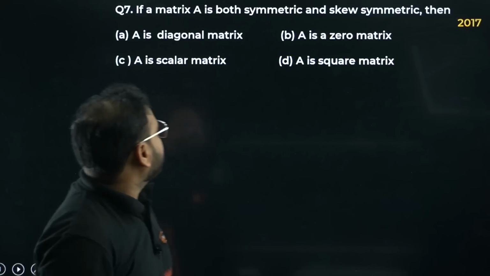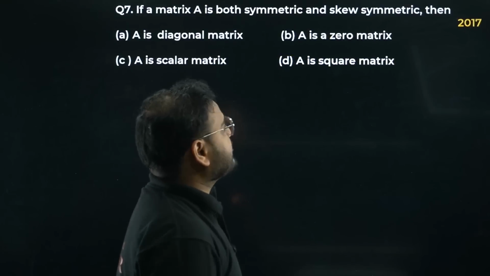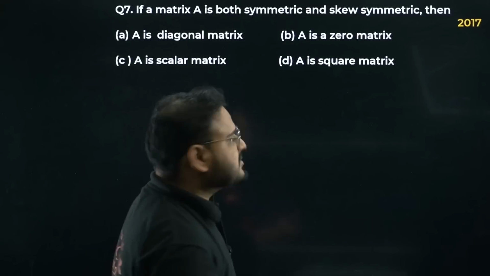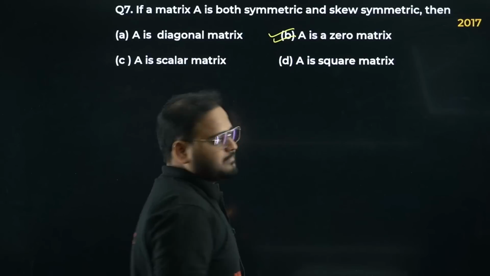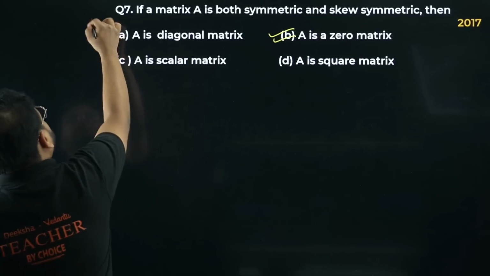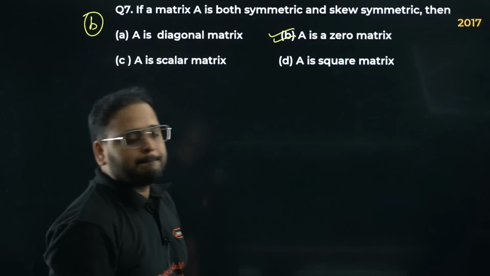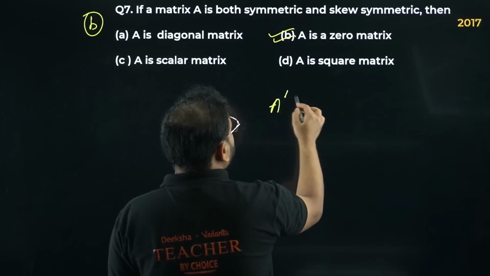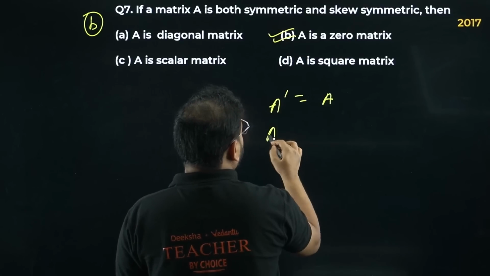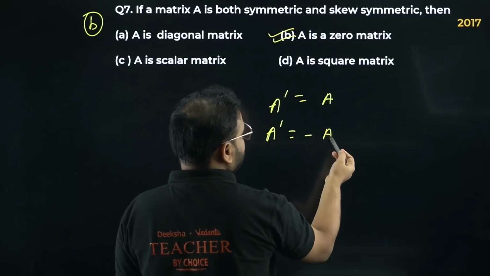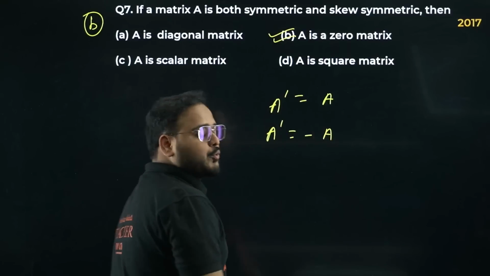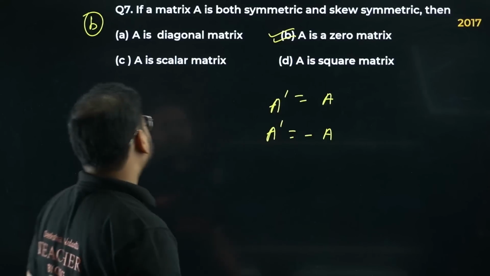Question number 7. If a matrix A is both symmetric and skew symmetric, answer is directly, sir, option B, right? Option B. You know this? Correct, no? A transpose is A and A transpose is minus A. Please check from here. What do you get? A equals to minus A, right? It means 2A equals to 0, right? So A equals to 0.